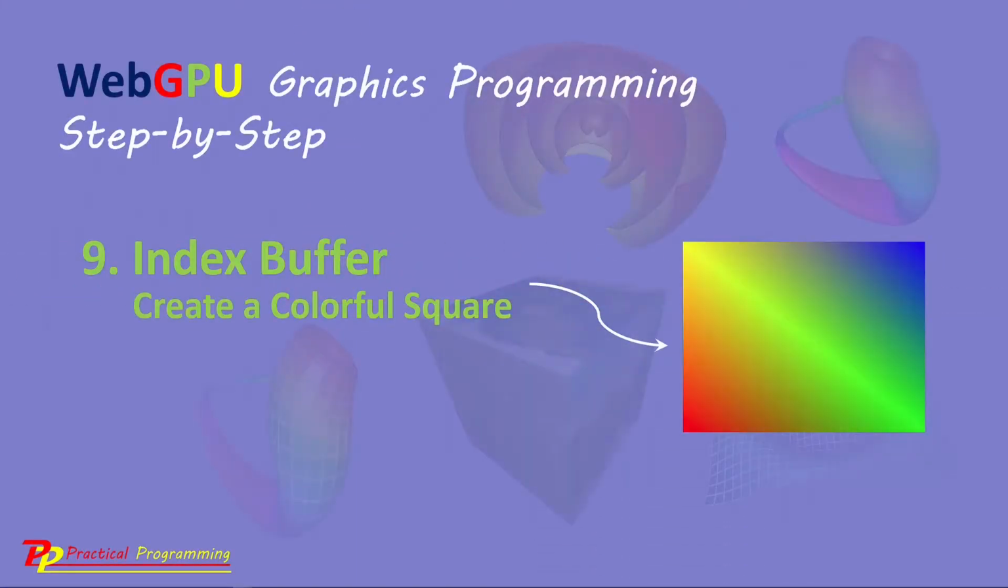In this video series, you will learn everything you need to get started with WebGPU Graphics Programming. In the last video, I explained how to create a colorful square using a single GPU buffer. In that example, we always duplicate some vertices whenever two triangles share the edge.